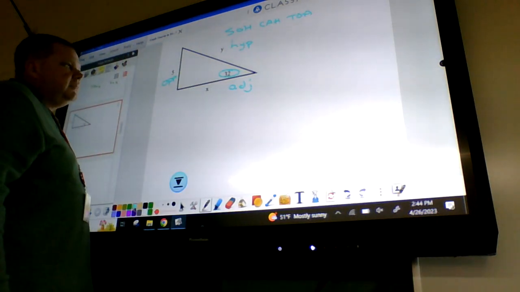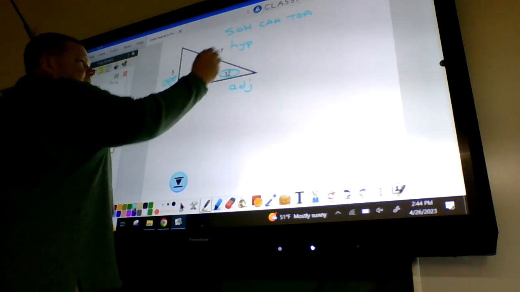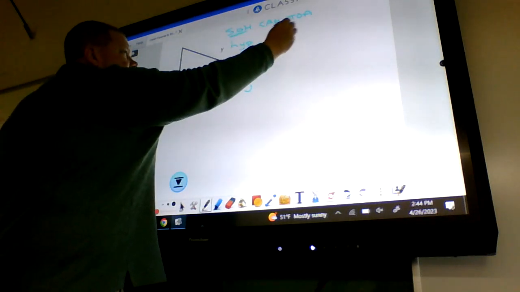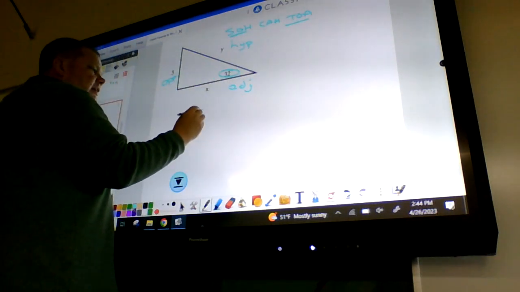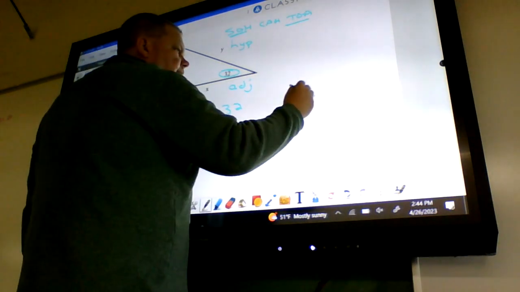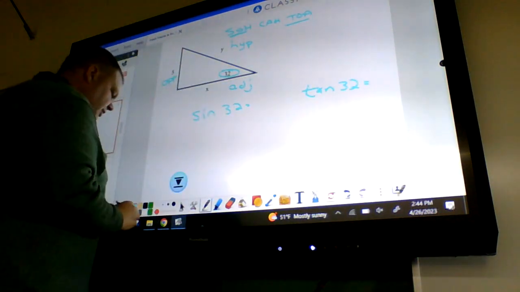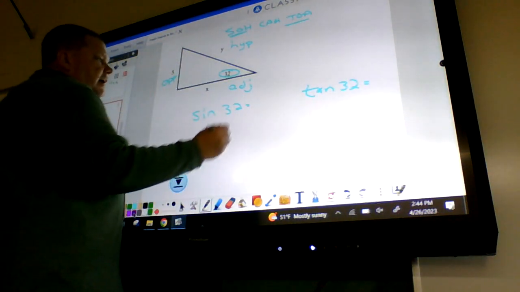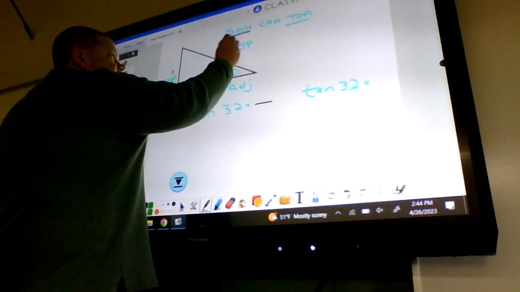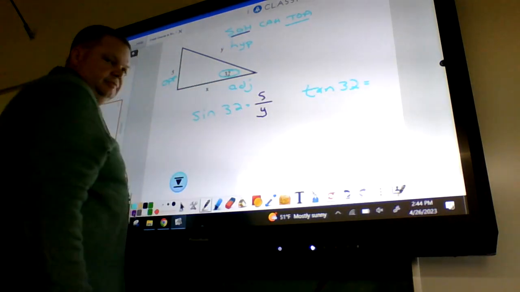Okay, now, with SOHCAHTOA, I know the opposite. So my opposite is here in the sine and the tangent. So I'm going to write the sine of 32 and the tangent of 32. I'm going to switch colors here, make it a little bit easier to see. All right, so the sine of 32. Sine is opposite over hypotenuse. My opposite's 5. My hypotenuse is y.